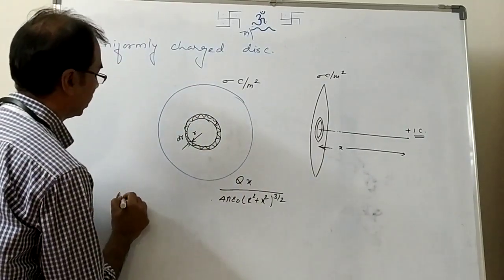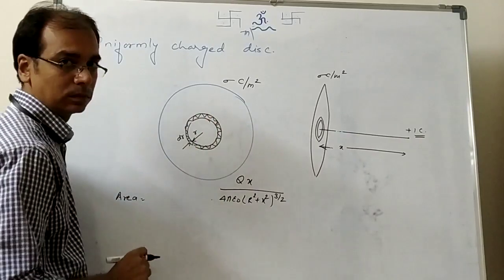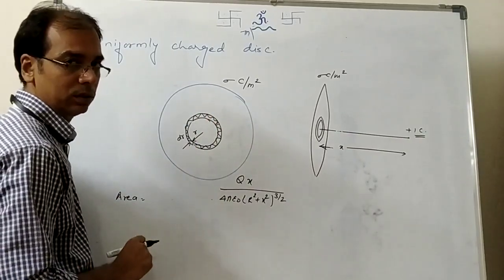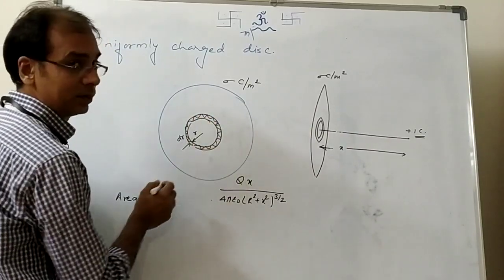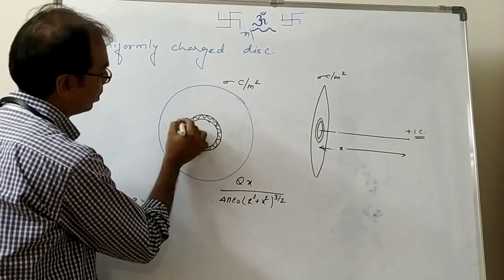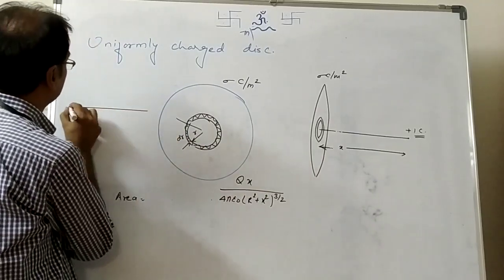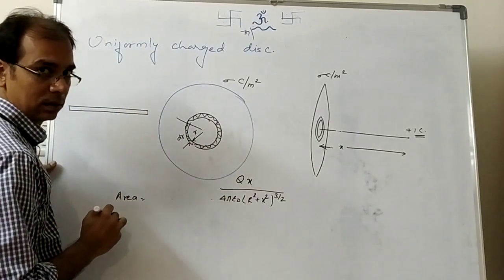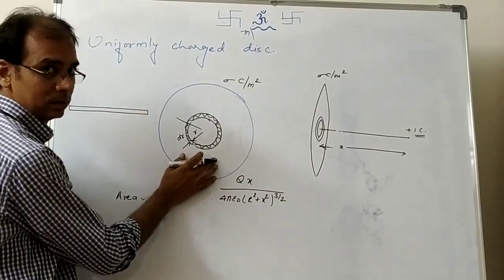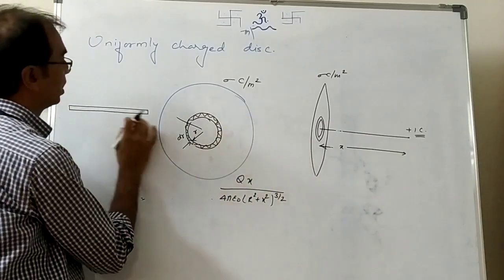Area of the shaded part is length into its thickness, okay? Because it's a part of the disk. If you break it from here and make it straight, it will come like this. Because it's a part of the sheet, and a sheet doesn't have thickness over here, it will become a rectangle.